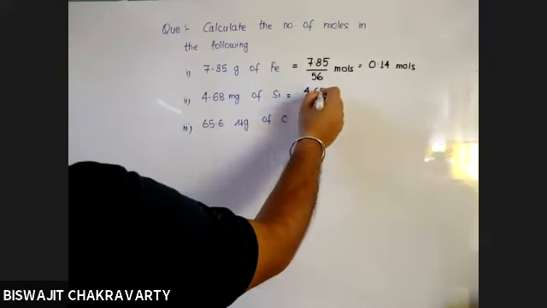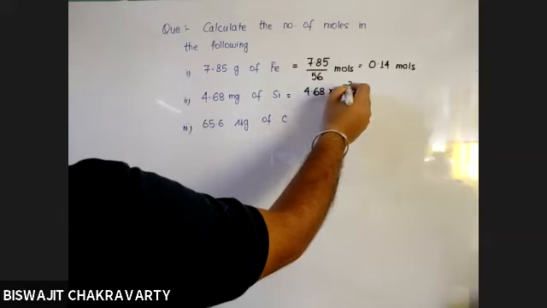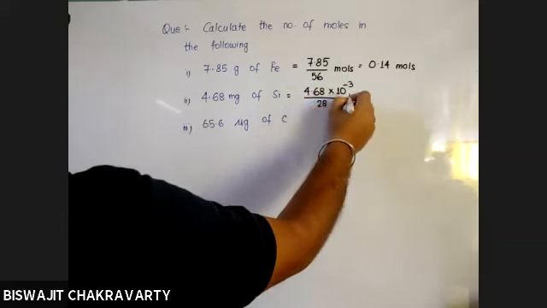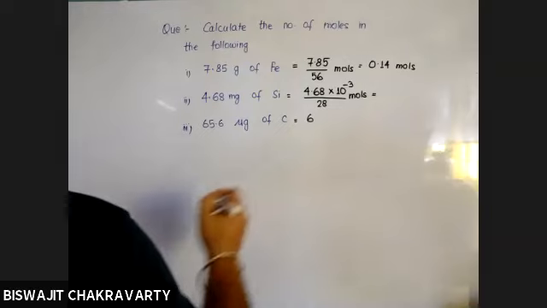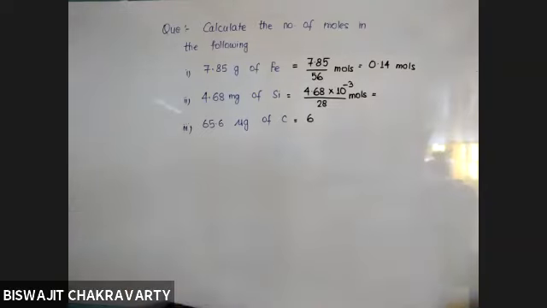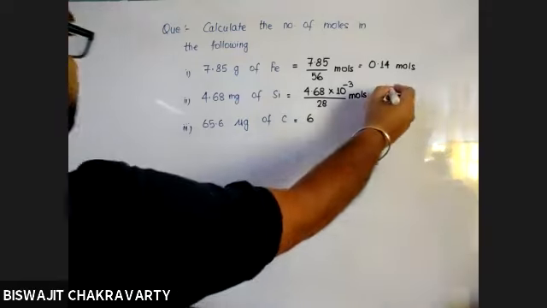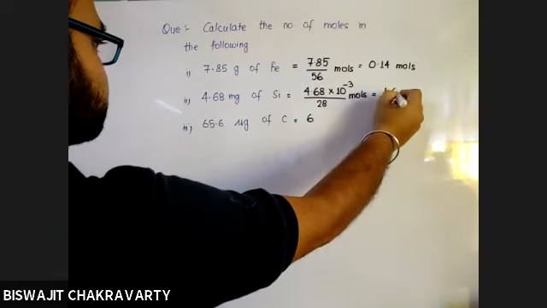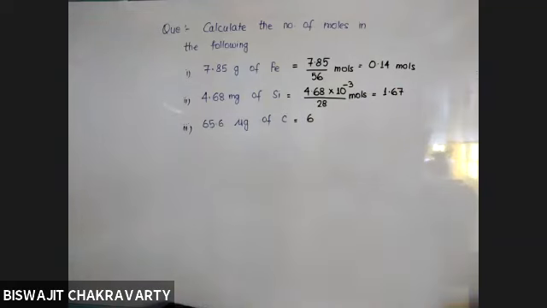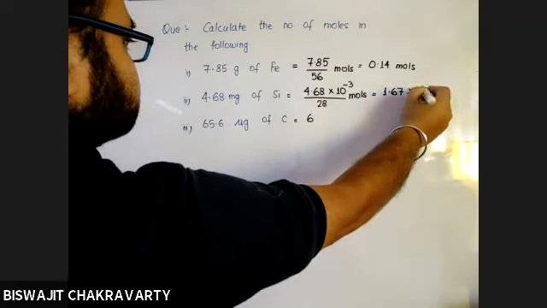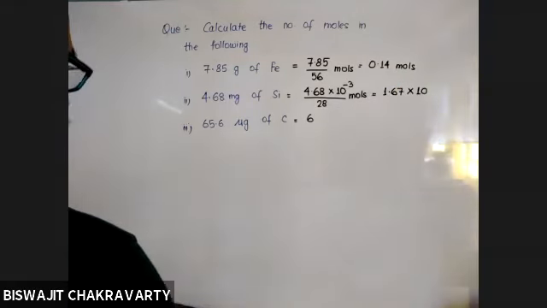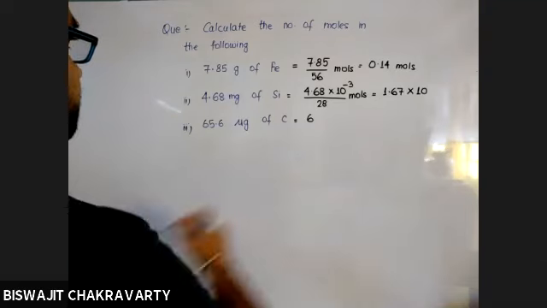Silicon, have you changed this number to 10 to the power minus 3 or not? Okay, how much will it come? Sir, 0.167 into 10 to the power minus 2. Write it in scientific notation. Scientific notation is the decimal should be after the first non-zero digit. So if it is 1.67, then how much will be the power? Sir, minus 4.